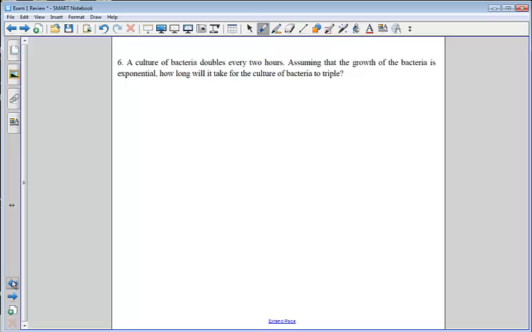Okay, so here's another exponential problem. A culture of bacteria doubles every 2 hours, assuming the growth of the bacteria is exponential. How long will it take for the culture of bacteria to triple? So on this, you want to use what's called the exponential model. And we have the amount of bacteria, so let's just say A of t is equal to the initial amount, a naught, e to the kt.